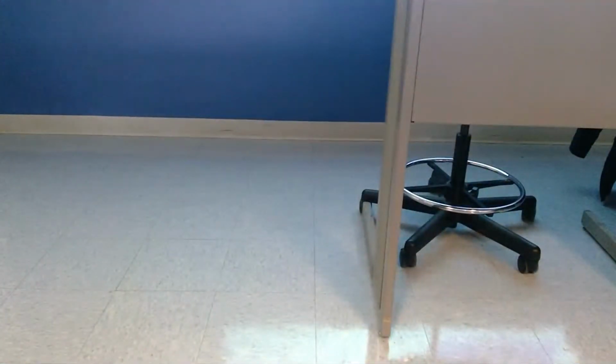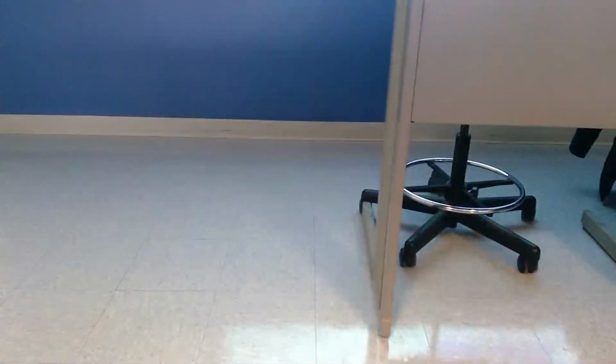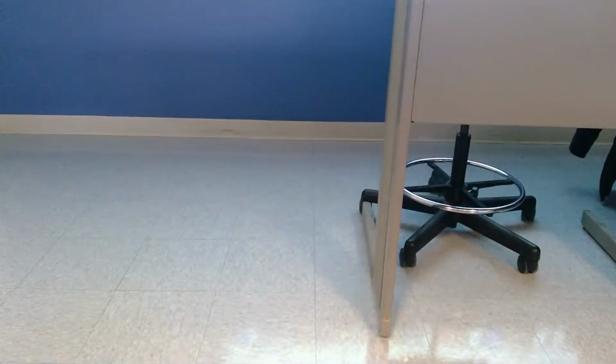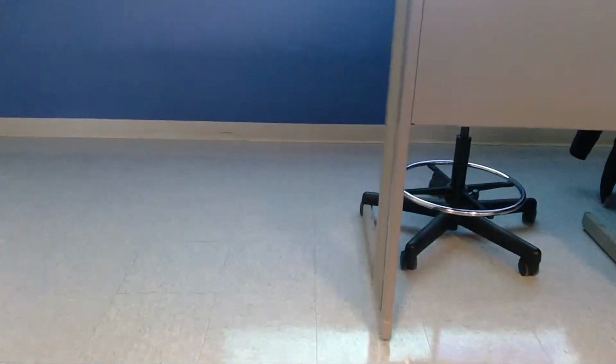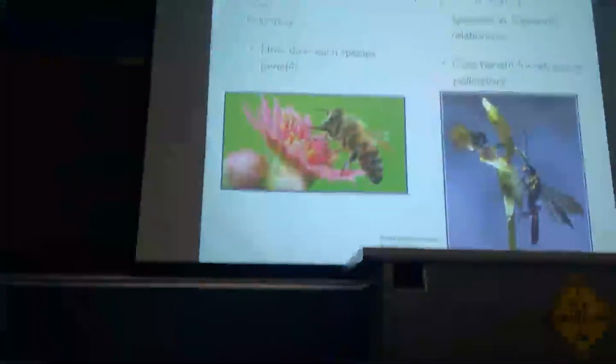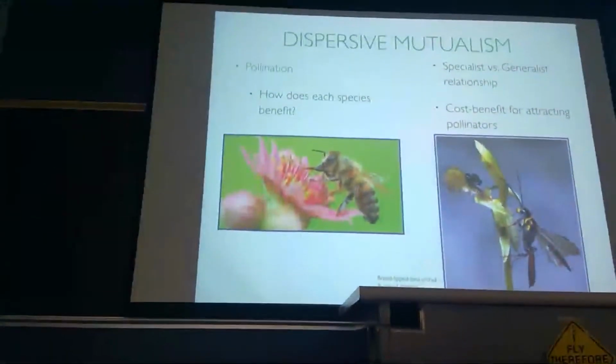Alrighty. Honey. The plant gets pollinated. It's the reproductive benefit, and the pollinator gets food. Yeah. Dispersal. Okay, what are the benefits? Food and reproduction. The pollinators get food. Yes, you got it. Spread their genes. I think it's spread their genes, right? Like we talked about.